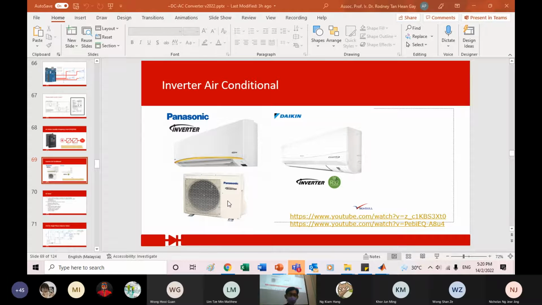All right, I just added this on because nowadays I see quite a lot of inverter aircon, usually the branded ones like Panasonic, Daikin, and so forth.